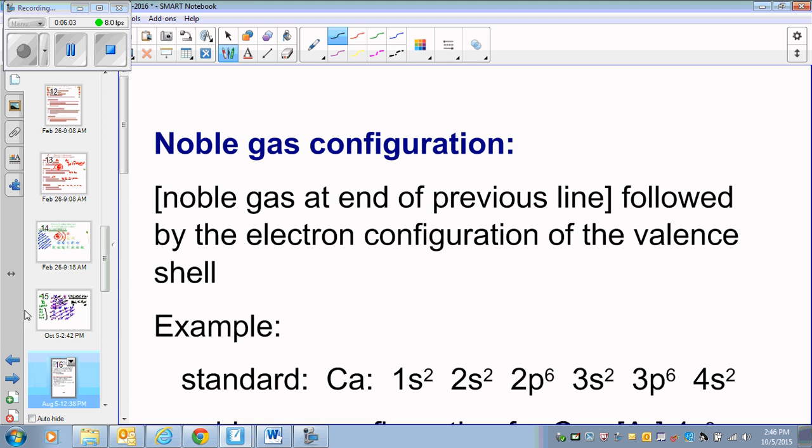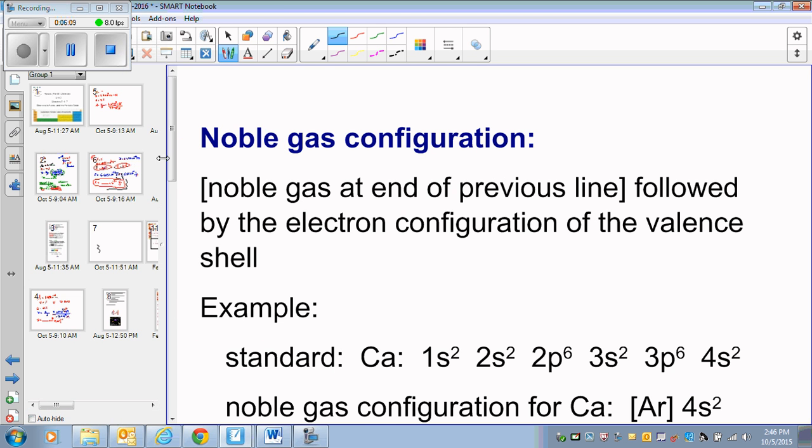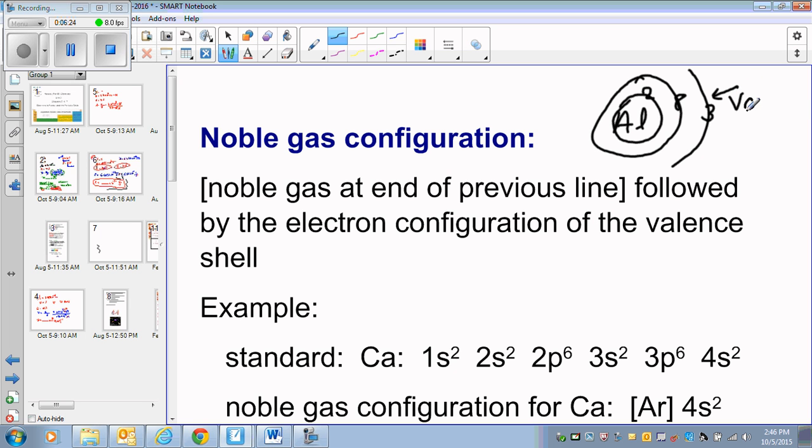But the other thing you also need to learn is the noble gas configuration. Noble gas configuration means that we are going to choose the noble gas and replace our core electrons with it. So for aluminum, you have 13 electrons, so 2 electrons are here, 8 electrons are here, so 10, and the 3 electrons are here. Electrons in the outermost shell are called valence electrons, and everything that's inside, these 10 electrons, are called core electrons. So for noble gas configuration, I'm going to replace my core electrons with the noble gas.